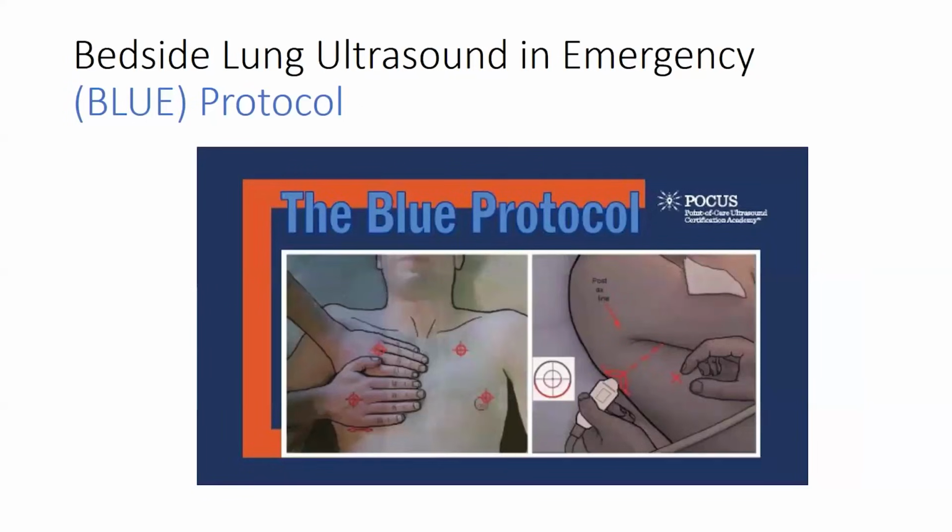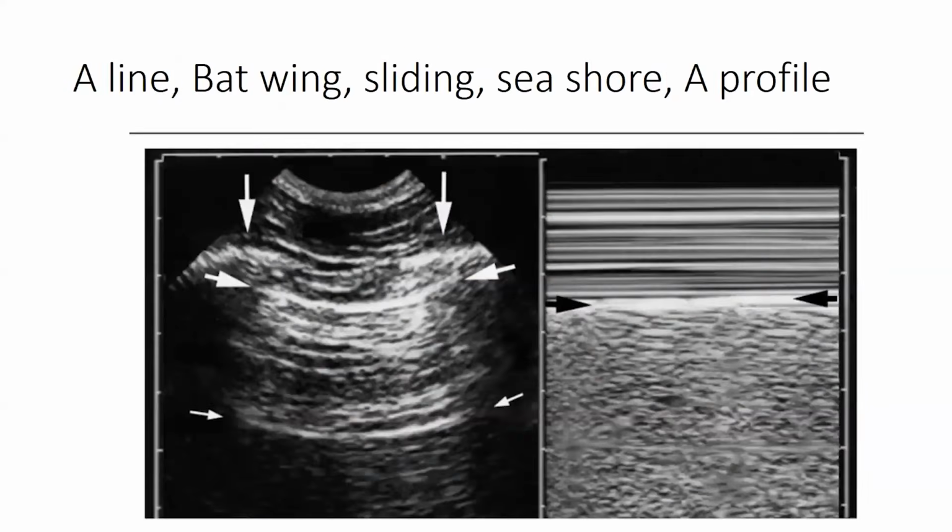So moving on to the signs now. The first sign that we are going to study is the A line or the bat sign, the sliding sign.